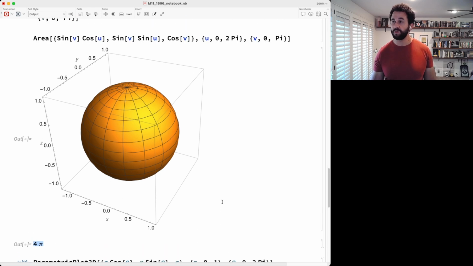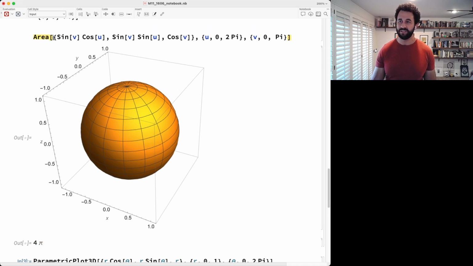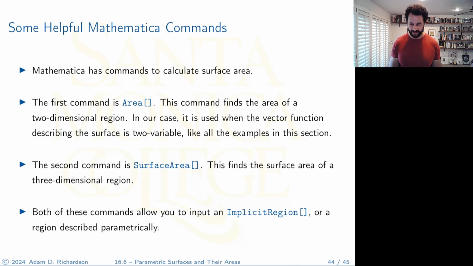And this makes sense. If you don't remember, the surface area of a sphere of radius r is 4 pi r squared. In this case, r is equal to 1. So our area is 4 pi times 1 squared, as expected. Hooray! This is a good way for you to check your work. If you're doing the homework and you compute an integral and you want to see if it's right, you can throw your formula or your parameterization into this Area command and see if you got it right.